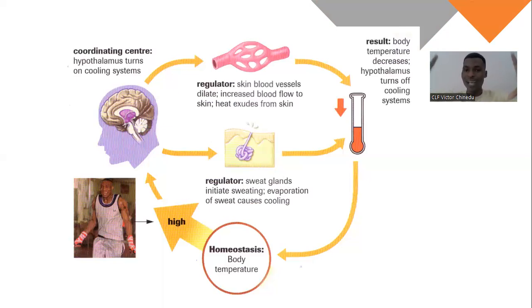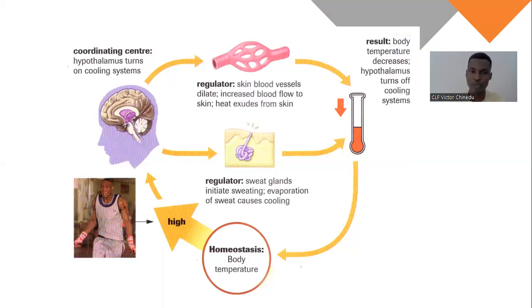So when that happens for a while, your body temperature starts to decrease and then your body starts to cool. Now, the second regulator is your sweat gland. You notice that when you sweat, when your temperature is high, you sweat.